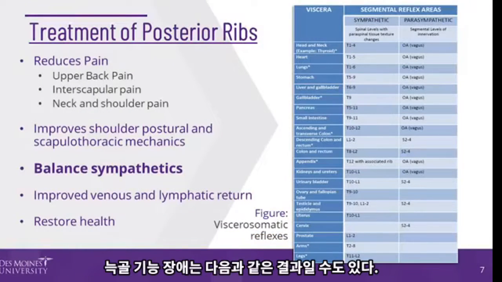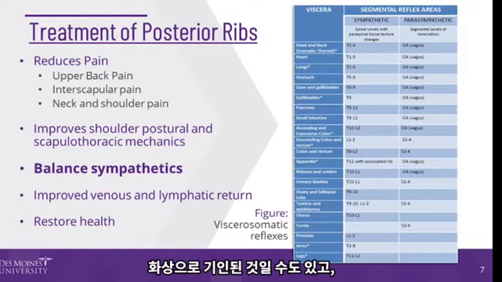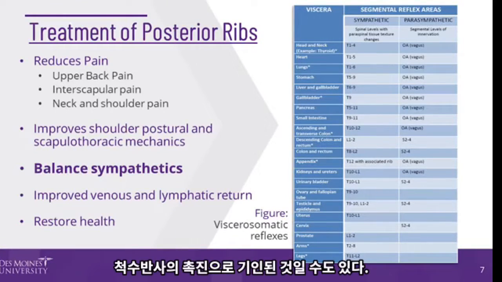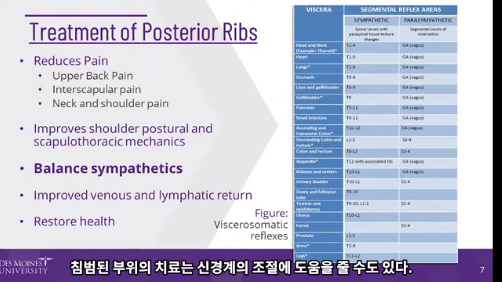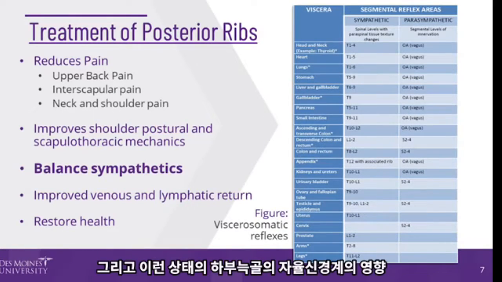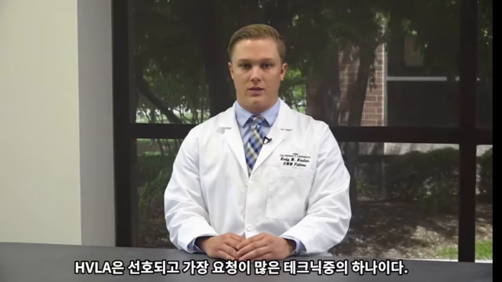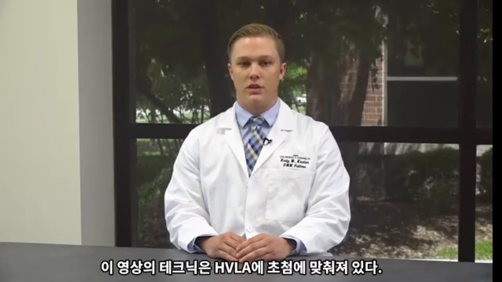Rib dysfunction can be a result of or contribute to aberrant facilitation of the spinal reflexes. Treatment of affected regions can therefore help to balance the neural and autonomic influences of these conditions. The posterior rib HVLA technique is one of the favorite and most requested treatments by both our patients and our medical students. While an elevated rib strain may also be present, the technique in the video will focus on HVLA to directly address the articular aspects of a posterior rib dysfunction.